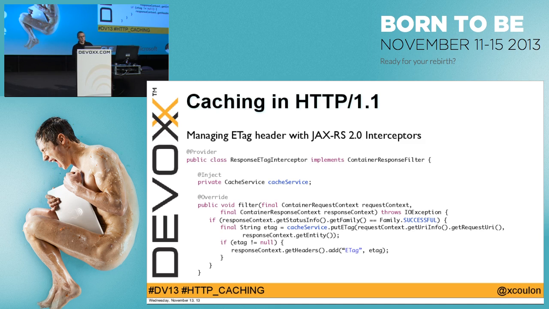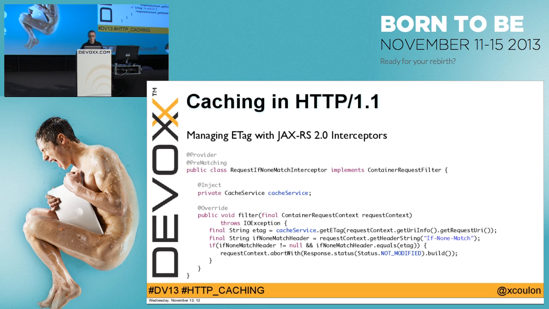And what you can do with Java EE7 and JAX-RS2 is you can imagine that you have some cache service that you inject in your response filter, and you're going to include an e-tag in the response. So this is one way to return an e-tag in any response to user agents.